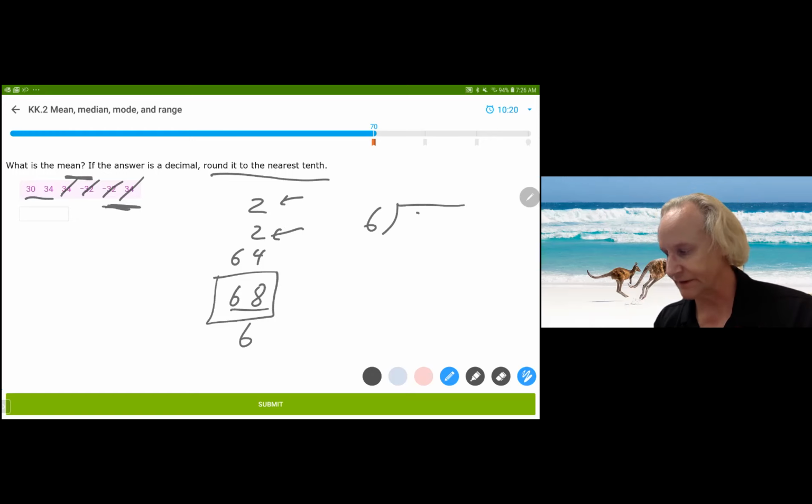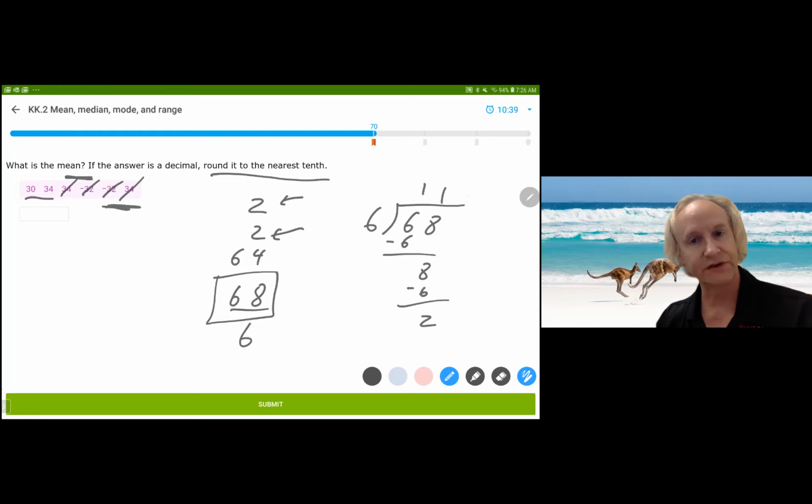6 goes into 68. Hopefully you guys can do that. It's 11 with 2 left over, which is 11 1/3, or 11.33333333. I'm going to go ahead and do the division. We subtract the 6, and we have an 8, we have a 1. We subtract the 6. Be careful. A lot of people are just going to put the 2 there. You don't. You have to put a decimal and a 0, and 6 goes into 20 3 times, and you have a 2 left over, and so on, 33333. When we round it, we get 11.3.